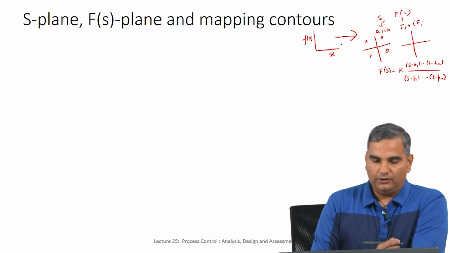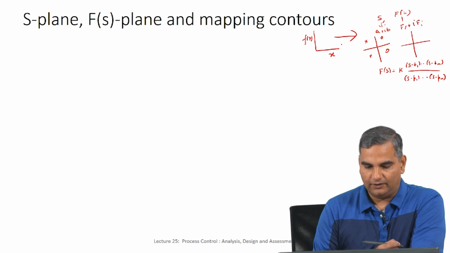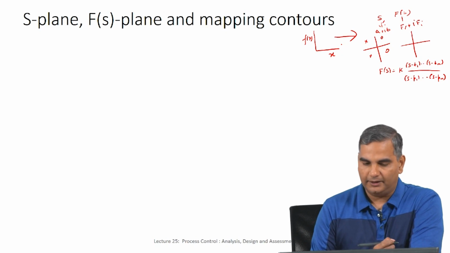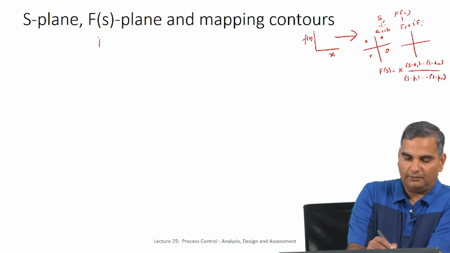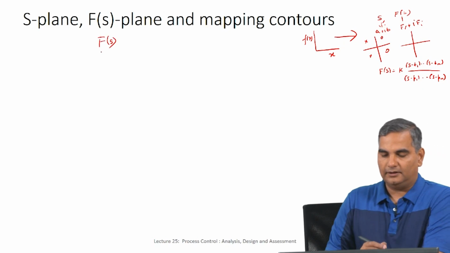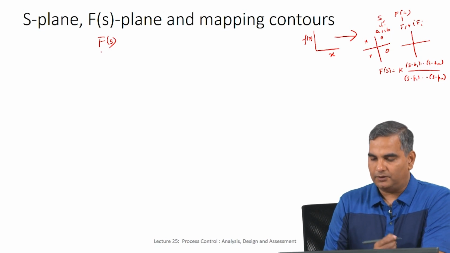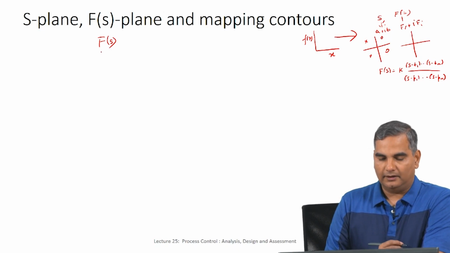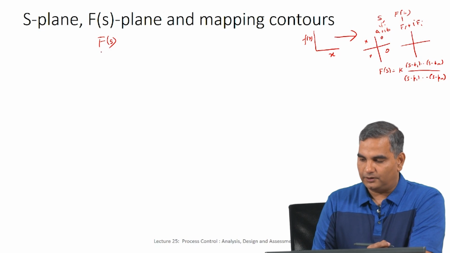Now, we are going to look at some interesting ideas when we think about this s plane and f plane. So, let us assume that I have some f of s. I am not even going to write this in the pole zero form yet, but I am going to show you something called contour mapping, and then we will pick up on this idea and see how this is useful from a stability analysis point of view.